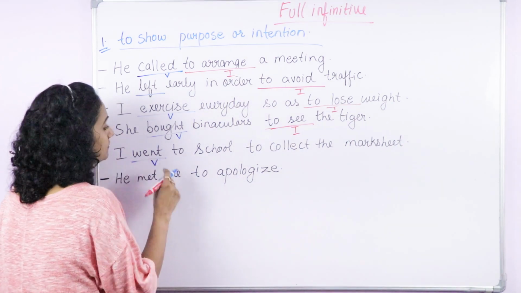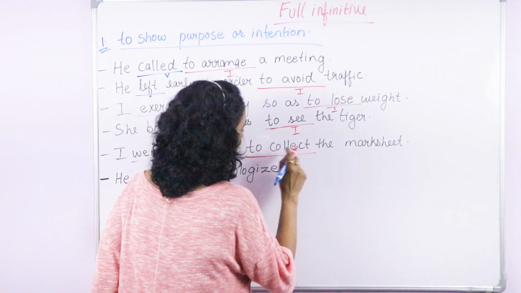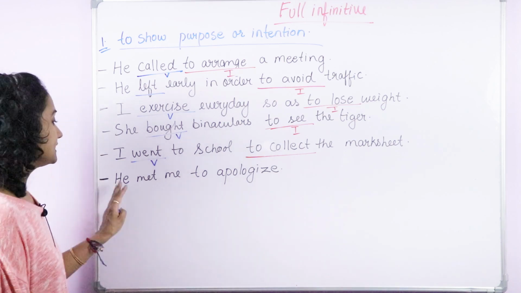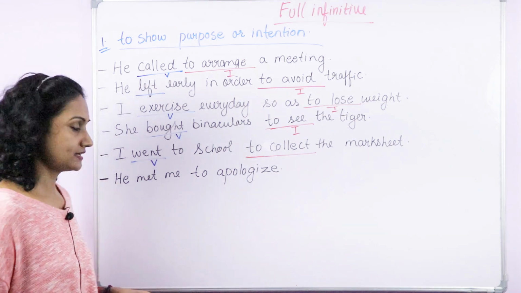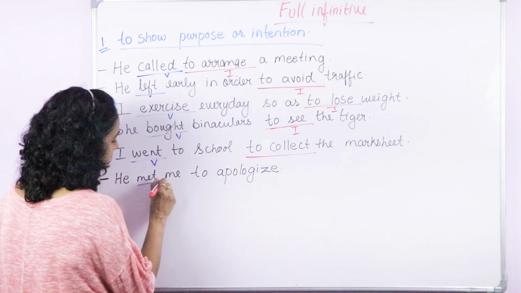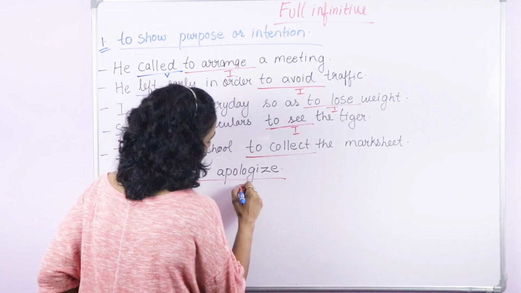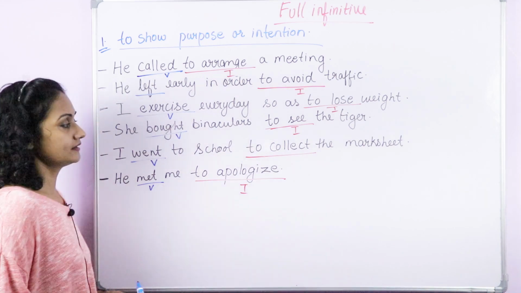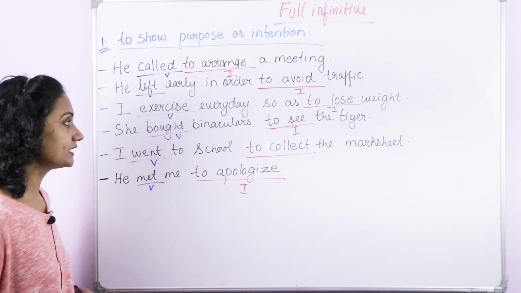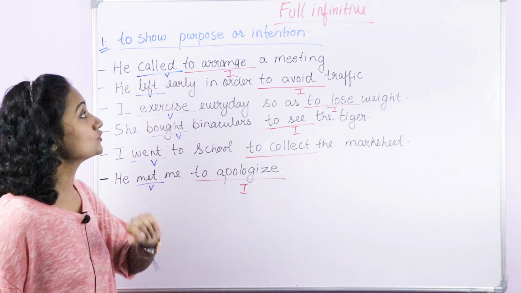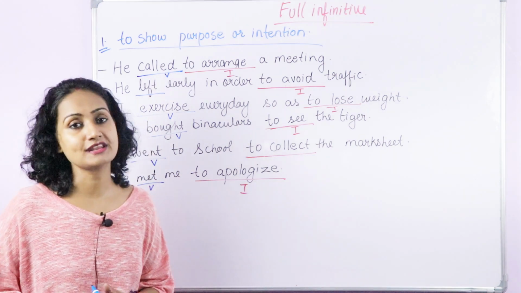This is the main verb. To collect, subject plus first form of the verb, to collect the mark sheet. He met me to apologize. So the main verb is met and to apologize is a full infinitive, okay? So this way we use the full infinitive to show the purpose or intention of an action.